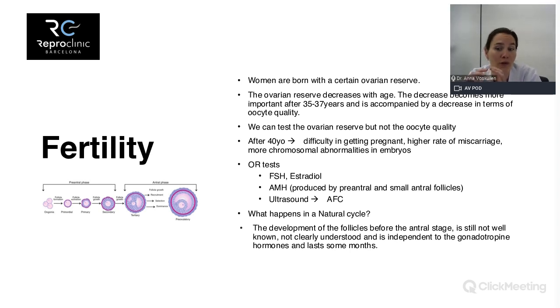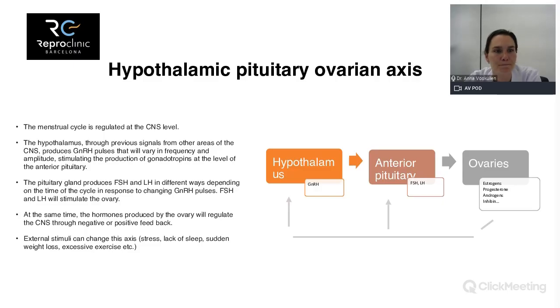That is the growth of the follicle and the ovulation, okay? Saying that, how does this work? How is this controlled? So there's the hypothalamic pituitary ovarian axis. So the menstrual cycle is regulated at the central nervous system, okay? So some people say, how comes that I have menstruations every 28 days or 32? How does my body know when I need to have my menstruation, okay? So here we have the explanation.